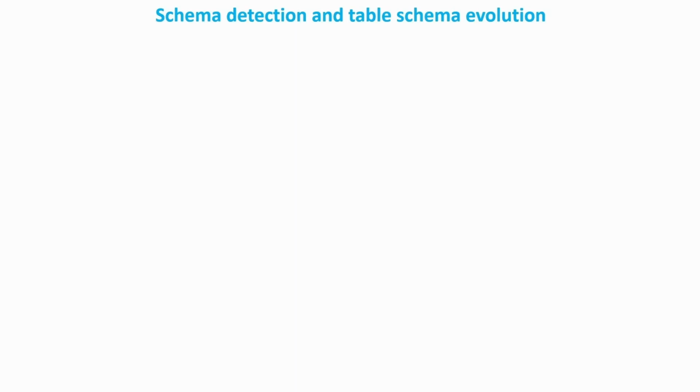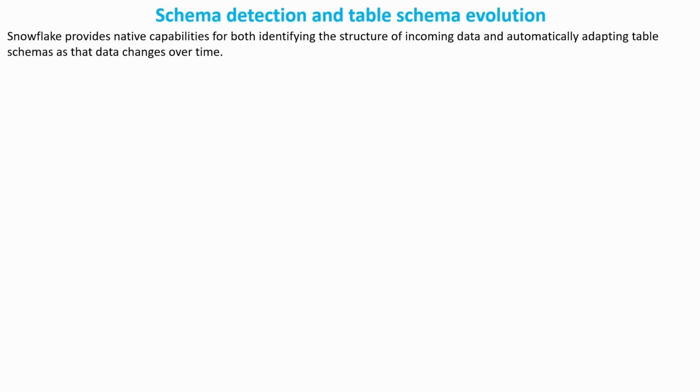Next up is schema detection and table schema evolution. This is one of the most advanced architect exam topics. You should definitely conquer that. This is a non-negotiable one. Snowflake provides native capabilities for both identifying the structure of incoming data and automatically adapting table schemas as that data changes over time.